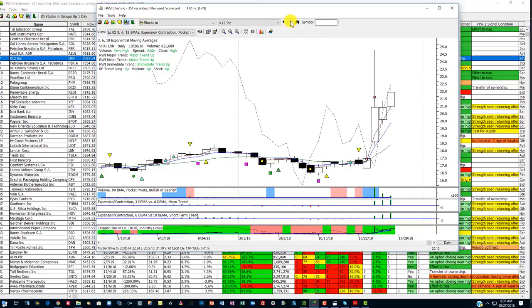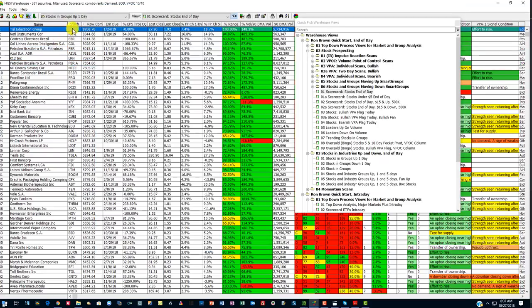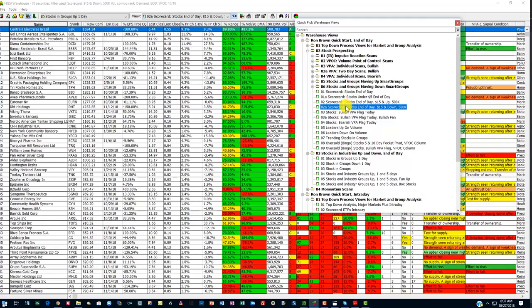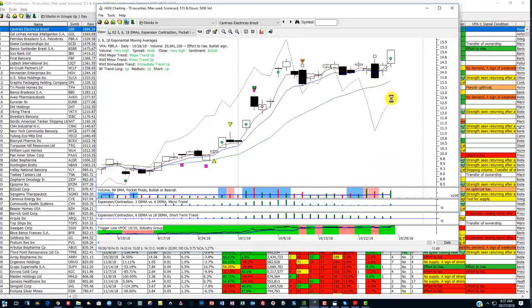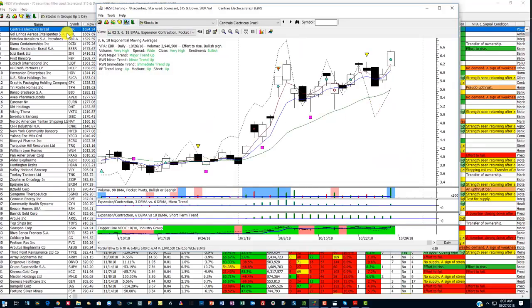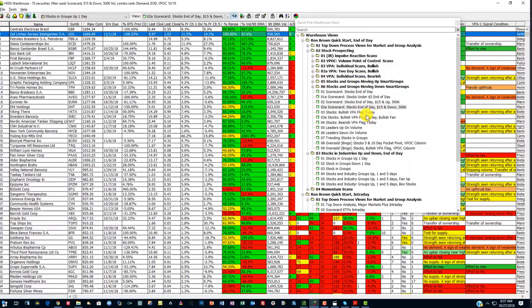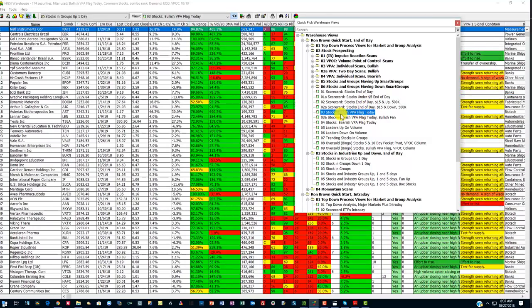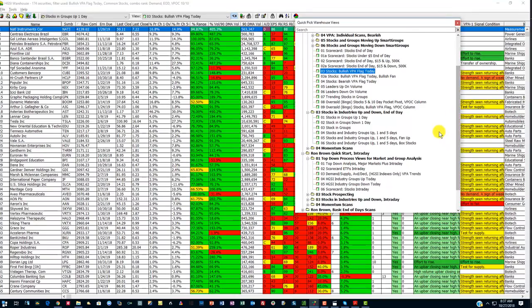Look at these good-looking stocks here. Now, these are just all scorecard stocks. If you want to look at the stocks $15 and down, it's got the same combo on it. So you can find these stocks, very, very easy to look for them. It's tougher to trade them, I will admit, but at least you can go through these. These have bullish VPA flags today and so on.